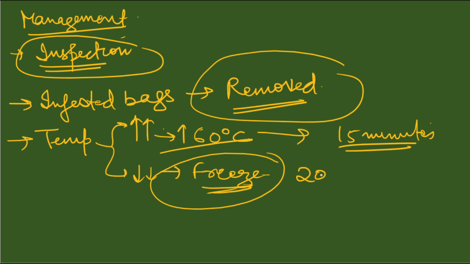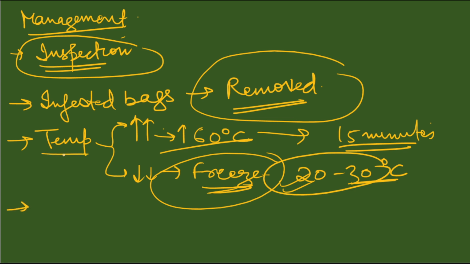They are generally very capable of dividing and multiplying around 20 to 30 degrees Celsius, so they survive very well there, but when the temperature increases too much or decreases too much, they are not able to survive. So temperature management is very important, through which we can manage the rice weevil. And the last option which we have got is, when nothing works, we can shift to chemical control.